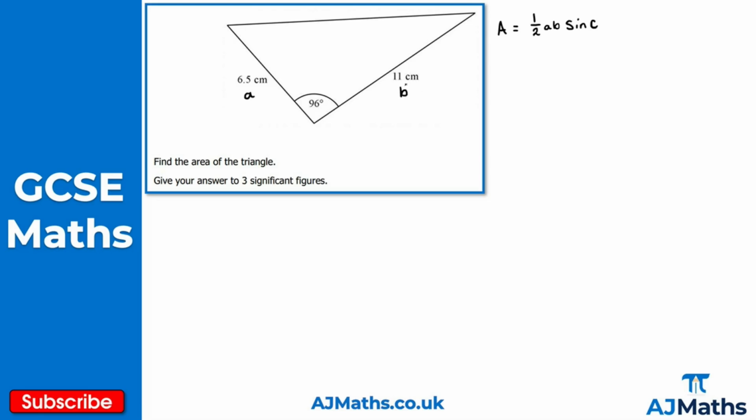It doesn't matter if you do this the other way around, so this is B and this is A. Completely up to you. This here must be C. That's my angle here that we've been given, the angle in between. So now in this case here, the area is equal to a half times A here, which is 6.5, times that by B here, which is 11. And then we times that here by a sine of 96 degrees.